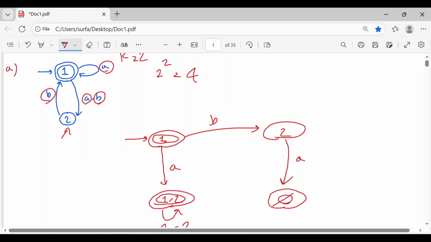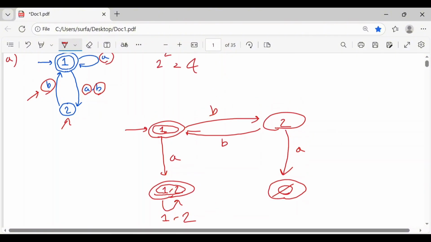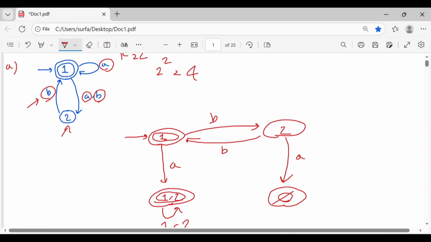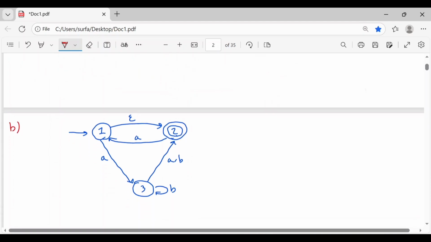When we are in state 2, if we see a B here like this, we must go back to our state number 1, so it will become like this. Yes, this is the equivalent DFA for the first part that we have here. This is for part A, and now let's go for part B.